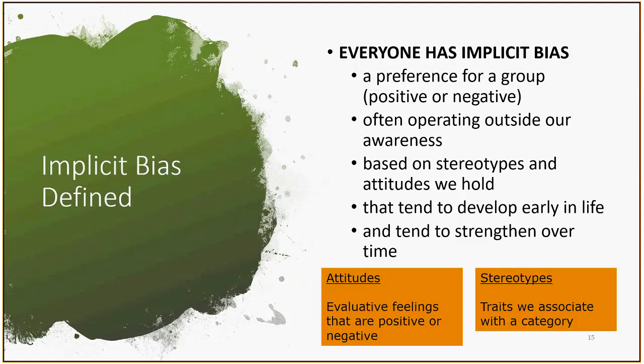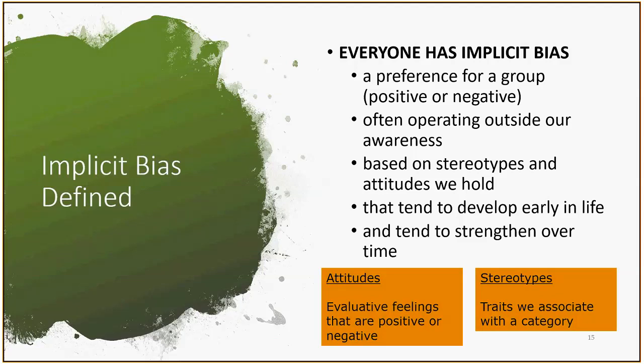This is some potential preference we have for a group, positive or negative. Often it operates outside our awareness. So implicit bias is occurring, we have implicit bias, but we're just not aware of it. It can be based on stereotypes and attitudes that we hold. We develop it early in life, as the studies have shown. Usually, the toddler age is very formative in the establishment of these biases, and they tend to strengthen over time. And for your reference, when we talk about attitudes or stereotypes, attitudes are the evaluative feelings that are positive or negative, and stereotypes are traits we associate with a category.